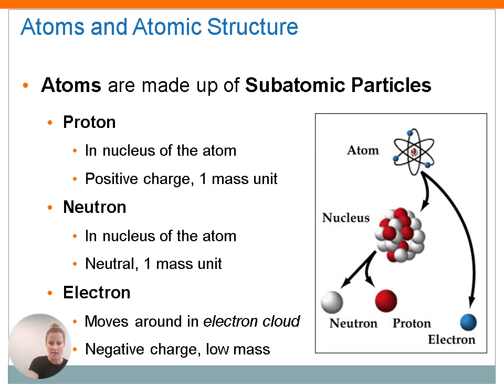Finally, we have electrons. Electrons are not in the nucleus. They're orbiting around, right? Really, really fast, moving around in the electron cloud.